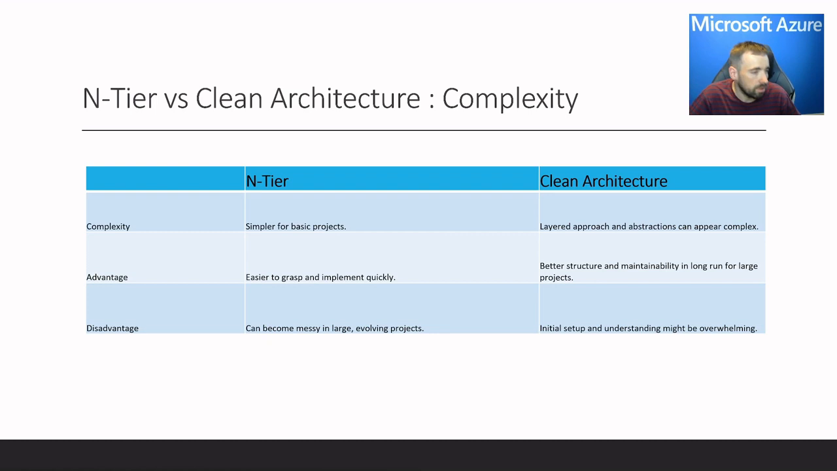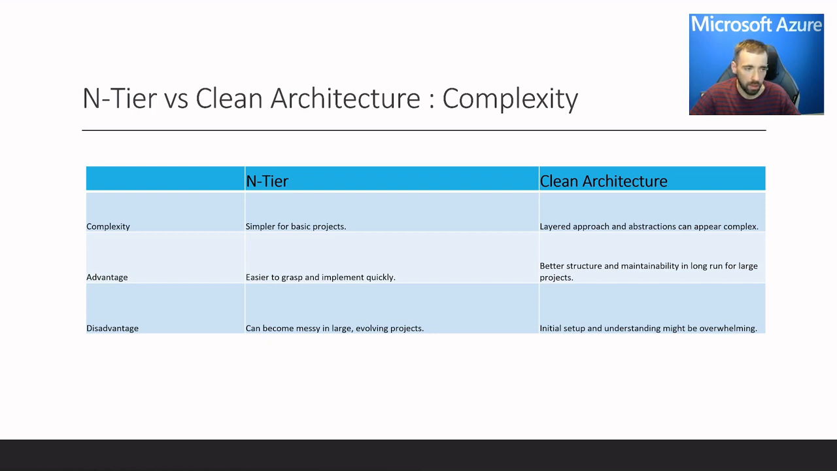So then we have complexity, and I think we've kind of covered this as we've gone, but it's simpler for basic projects for N-tier, and it's a layered approach, and abstractions can appear complex. So, of course, it's key that we use abstractions, especially in the clean architecture, and it helps us meet the dependency inversion principle, but it can add complexity.